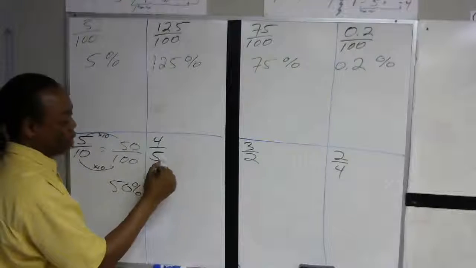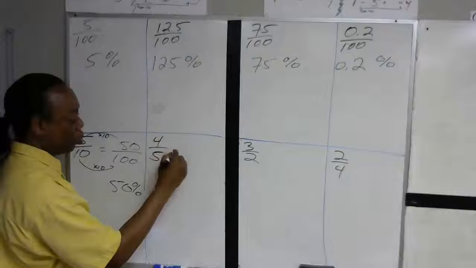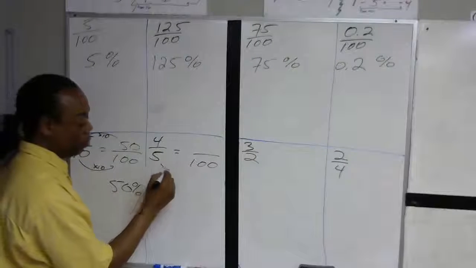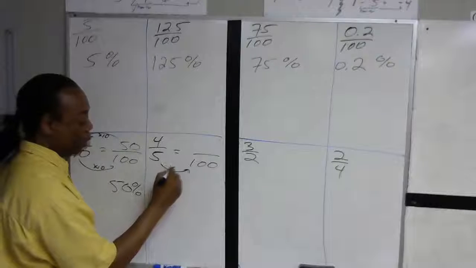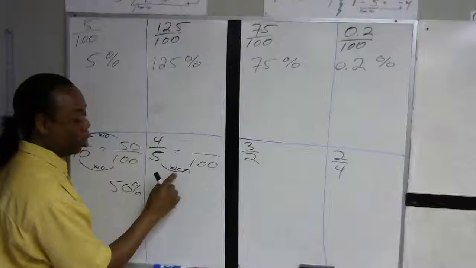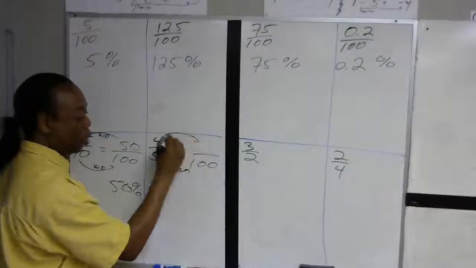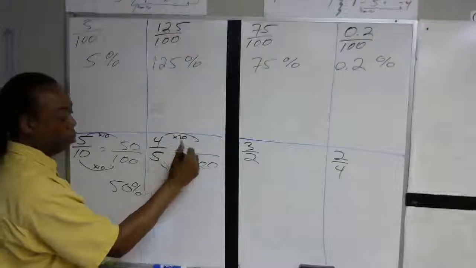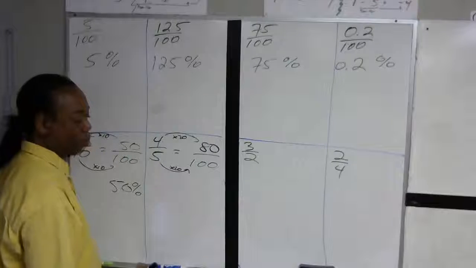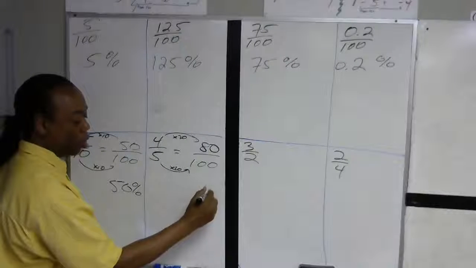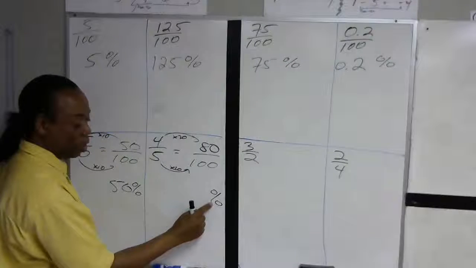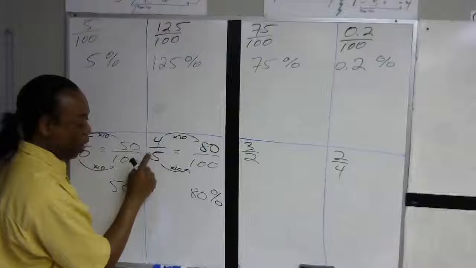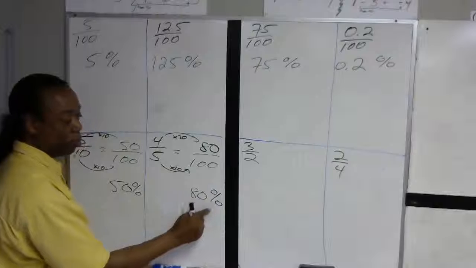Let's try it again. This is not 100, so let's see if we can create a 100. Let's find the multiplier from 5 to 100, and the multiplier is 20. So we use the multiplier in the numerator, 20 here. 4 times 20 is 80. Then the 100 can be rewritten as a percentage, and the 80 is in front of it. So 4 out of 5, or 4/5, is 80%.